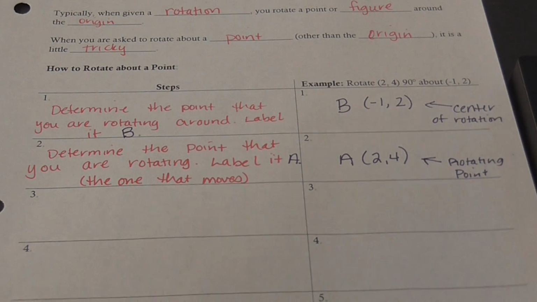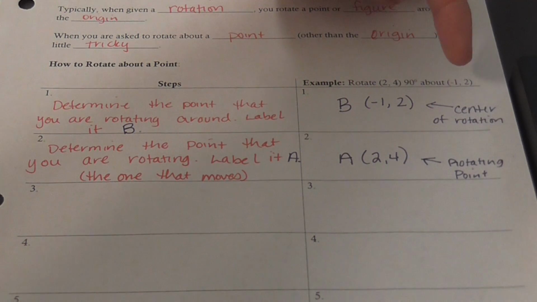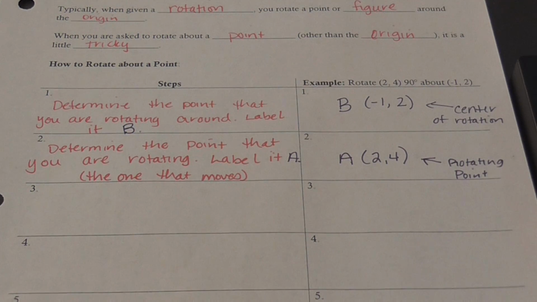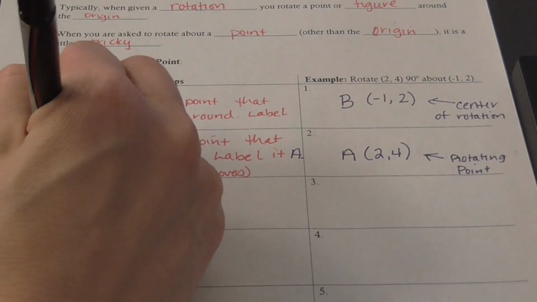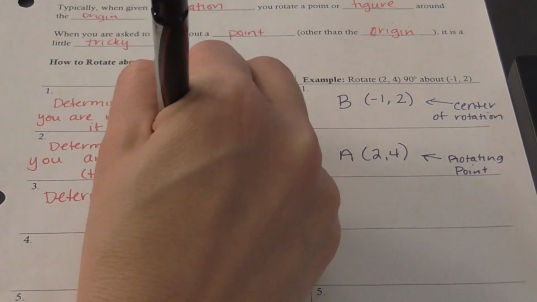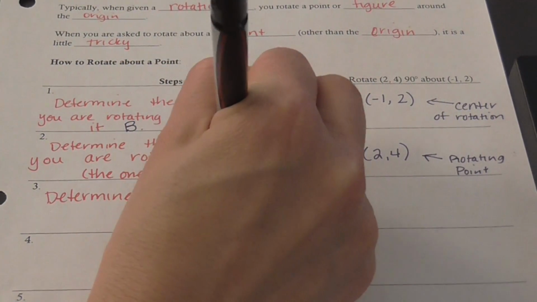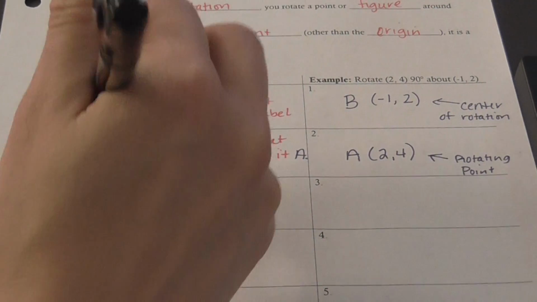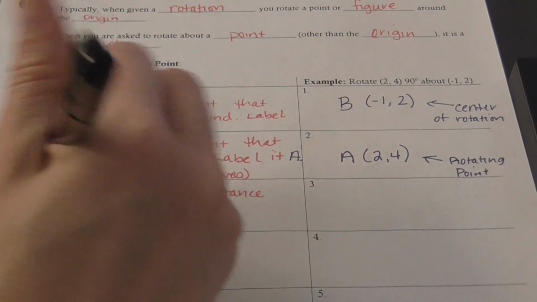So that's step 1 and 2. All we're doing first is taking the 2 points from the problem and labeling which one is my center of rotation and which one is the one that's rotating. The next thing we need to do is determine the distance between B and the origin.